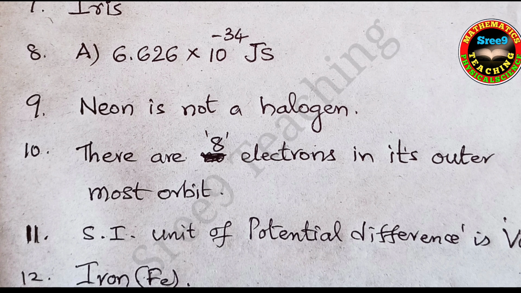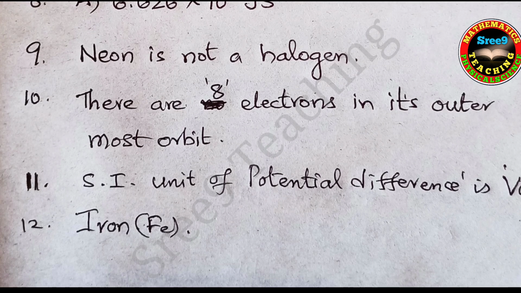And ninth is, which gas is not halogen, means neon is not a halogen. And 10th one, argon has how many electrons in its outermost orbit, means there are 8 electrons in its outermost orbit. And next 11th one, what is the SI unit of potential difference? The SI unit of potential difference is volt, V. It is denoted by capital V. And the 12th one is, name the metal that is useful in our daily life is iron, that is Fe. Fe means ferrum, right? Now these are the 12 questions, very short answers, that is 12 into half is equal to 6. Now we will go to the short answers.